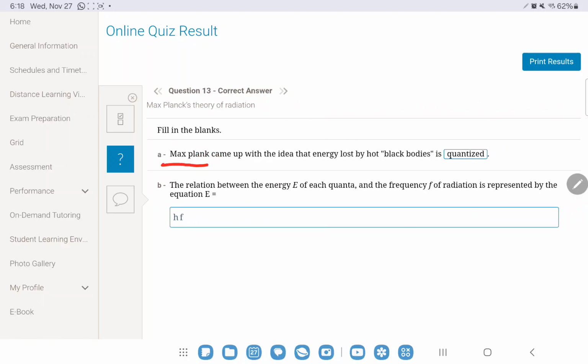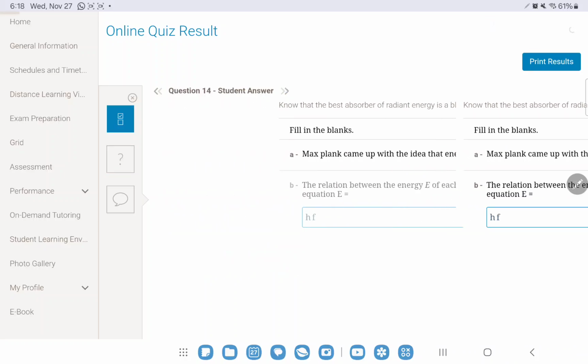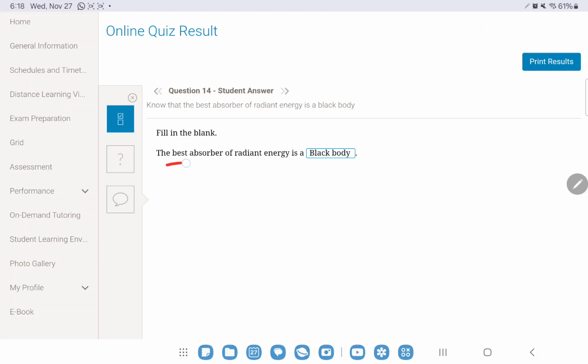Max Planck came up with the idea that energy lost by hot black bodies is quantized, which means it's sent in quanta, which like we said in a previous question, are small packets of energy that are released. The frequency F, they want the relation between the energy of each quantum and the frequency. E equals Planck's constant times F, the frequency. It's a formula, memorize it. The best absorber of radiant heat is a black body. Memorize.